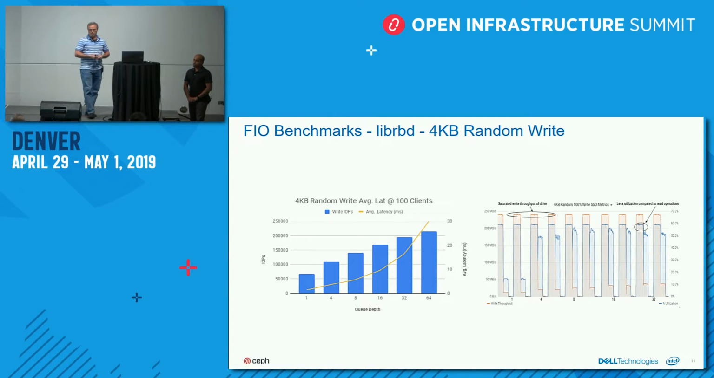Similarly, from the random write standpoint, same sort of idea. We did FIO benchmarks, libRBD, 4 KB random write, and this is what we got. Up to a little over 200,000 IOPS at 64 queue depth. But you can clearly see that the latency starts going up on you pretty quick.